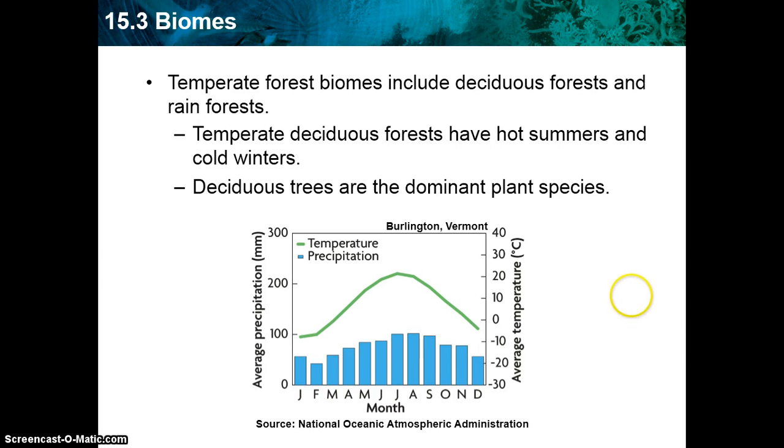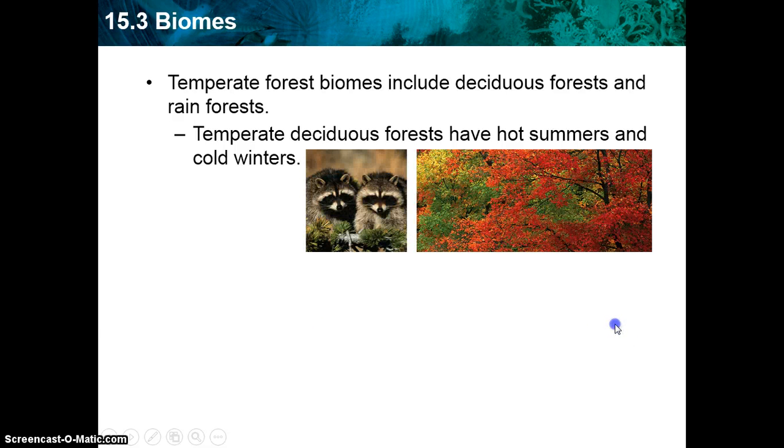Temperate forest biome includes deciduous forest and rainforest. So the temperate rainforest that we talked about in Washington and Oregon and up the coastline there, and the deciduous forest, like where we live, is grouped together as one because they have similar amounts of rainfall and similar temperature ranges. So temperate deciduous forests have hot summers and cold winters. That's where we are. And the deciduous trees are dominant. Remember, deciduous means that they lose their leaves, which is what we're going through right now.